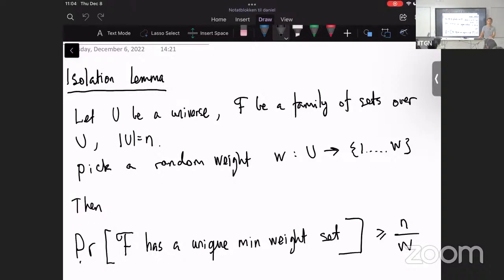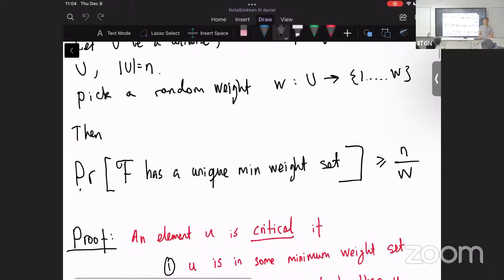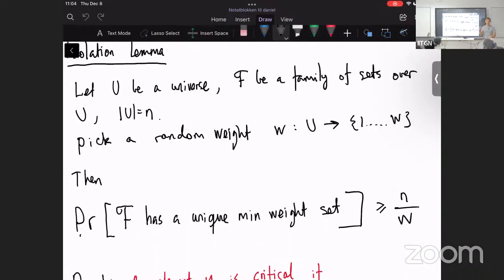Now you ask yourself, what's the probability that there exists a unique set that gets the minimum weight? Right? There could be more than one. Some sets will get the minimum weight, definitely at least one. There could be more than one. What's the probability that there's exactly one?